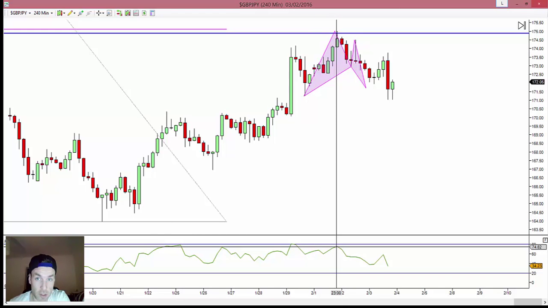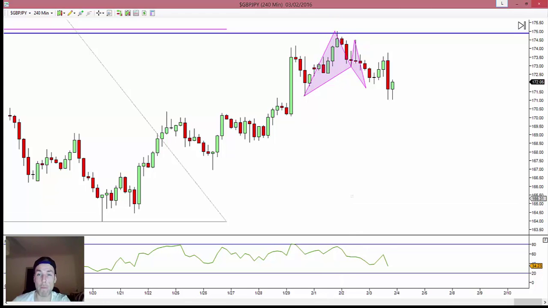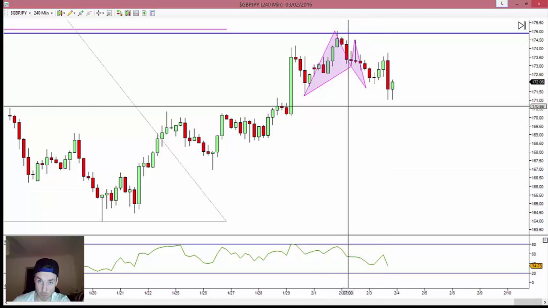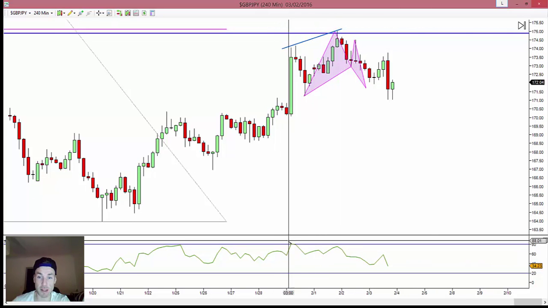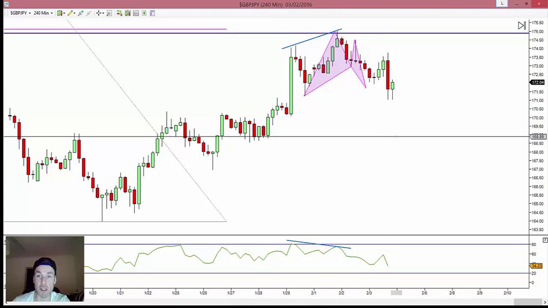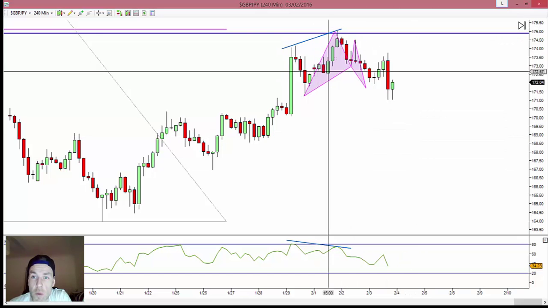yet we didn't on the RSI. So we've got regular divergence there, bearish divergence. And so with that combined, I needed a reason to get in. That wasn't good enough. I just couldn't enter for that reason alone.